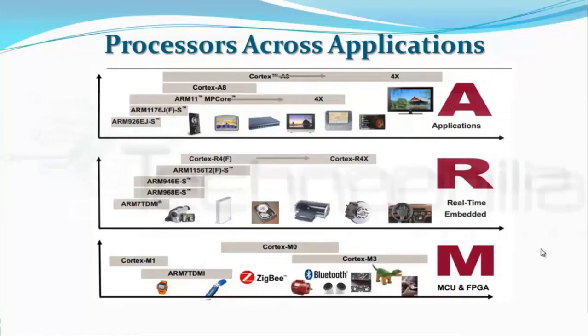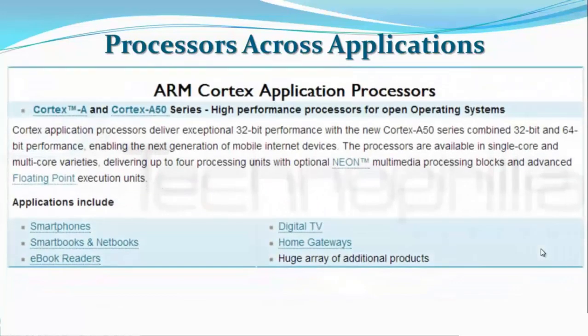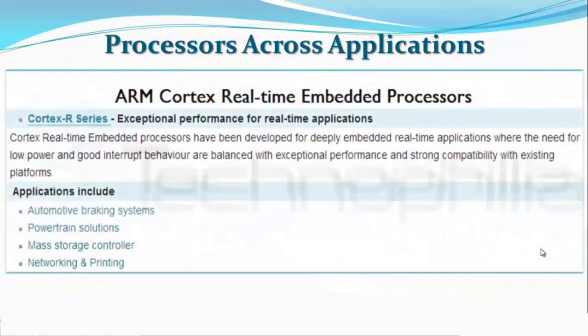ARM v7A, that is application-oriented processors, are the high-end processors running at 1 GHz. Example: Cortex-A8, Cortex-A9 etc. are used in varieties of devices like mobile phones, iPods, tablets, computers, TV, GPS receivers etc. Then the ARM v7R, that is real-time processors, are the mid-range processors running 400-600 MHz. Example: ARM7 TDMI, Cortex-R4 etc. are used in varieties of devices like digital camera, hard disk drives, printers, automobiles etc.